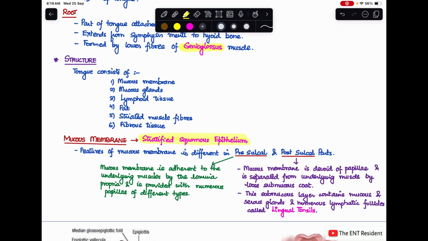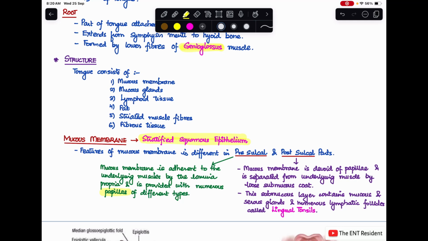So, I have told you the anterior two-thirds of the tongue is known as the presulcal part, and the posterior one-third of the tongue is known as the postsulcal part of the tongue. Mucous membrane in each of these is a little bit different. In the presulcal part of the tongue, the mucous membrane is very adherent to the underlying muscles by the lamina propria and is provided with numerous papillae of different types. This is a very important feature of the anterior two-thirds of the tongue, that they present with a lot of papillae of the tongue, which I will talk about in the next part.